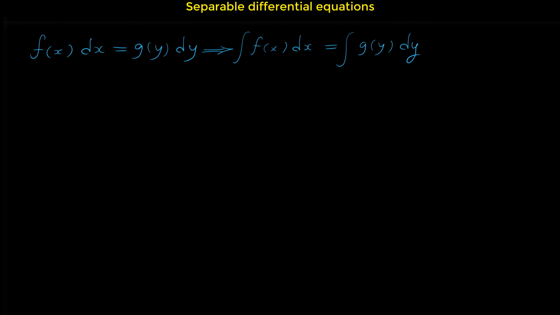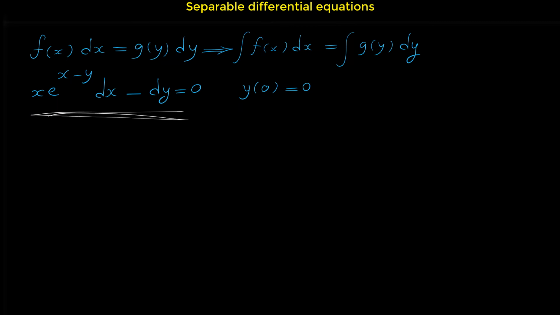Our first example is x times e to the power of x minus y dx minus dy equals 0, and the given initial condition is y at 0 is 0. The first step is to try to write this differential equation in this form. We have to try to separate variable x from variable y.